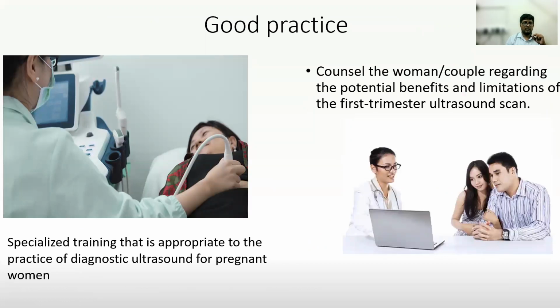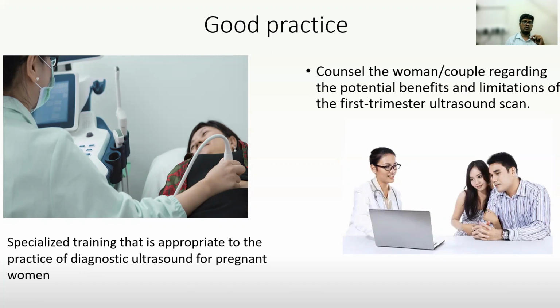The other good practice is to have specialized training that is appropriate for the practice of diagnostic ultrasound for pregnant women. Not everybody can do a complete analysis of fetal screening. It is not very easy. It is a skill which will come only for persons who have specialized training.